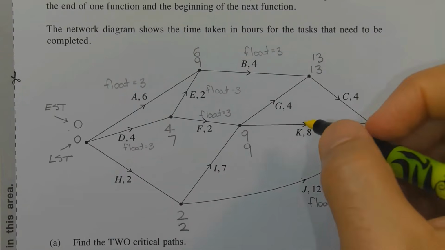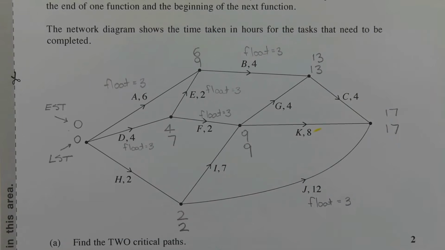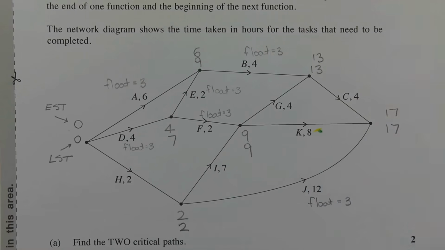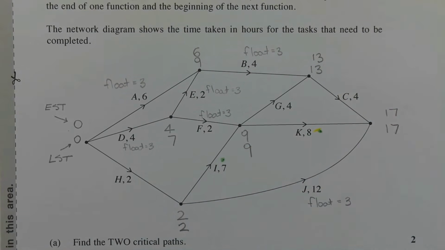So I'm just going to mark that with a highlighter. If you can see that, I might use a different color, I might use green. Yeah, that's easier to see. Okay, let's have a look at task I. So 9 minus 7 minus 2 also gives us a float time of 0. So this task is also on a critical path.